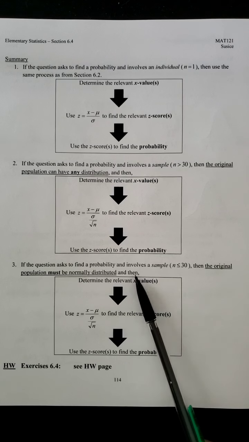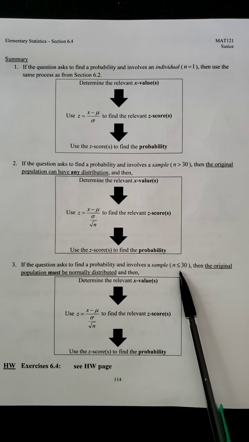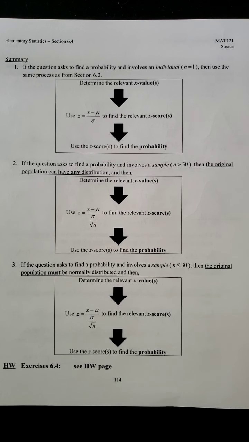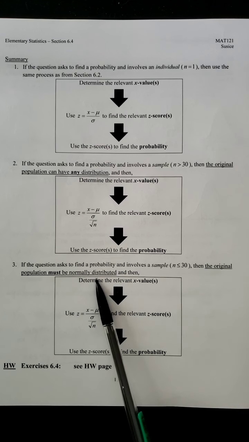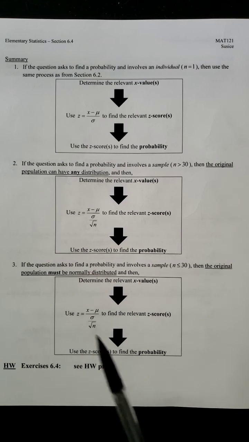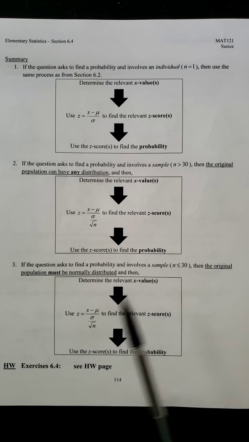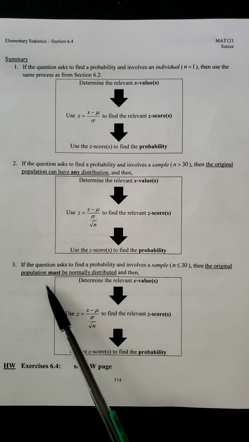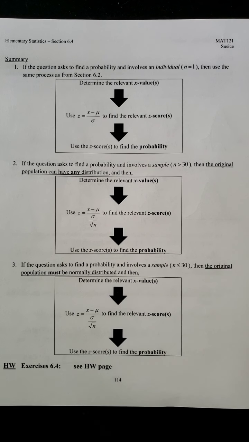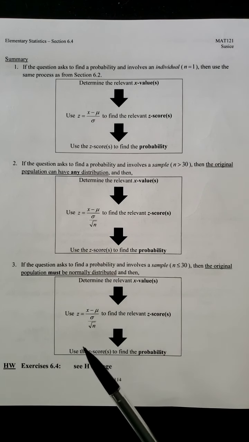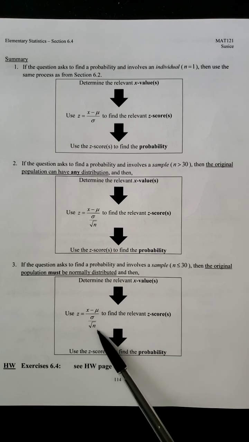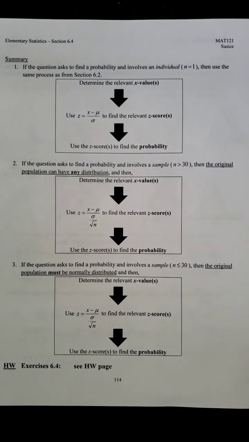And then the last case is when we have a smaller sample, so it's less than 30, but the original distribution, the original population, is normally distributed. So if that is the case, so both of these have to be in effect. If it's smaller and it's normal, then we can still use the central limit theorem. So we find our x values again, we convert them into z-scores using our modified z-score formula, and then we use those z-scores to find the probability from the table.